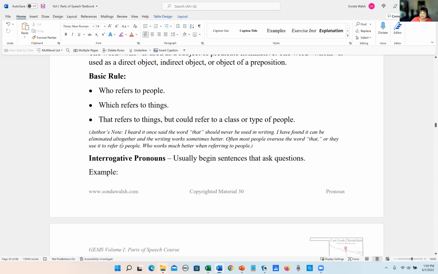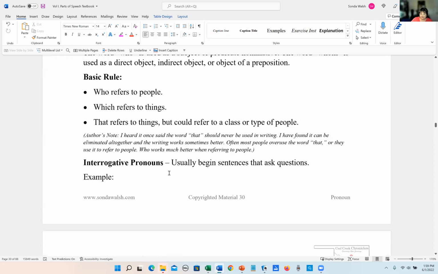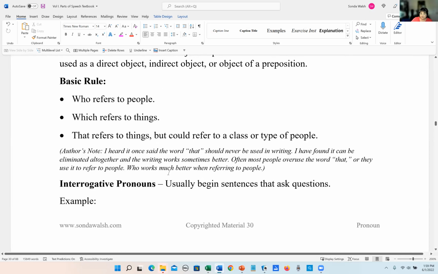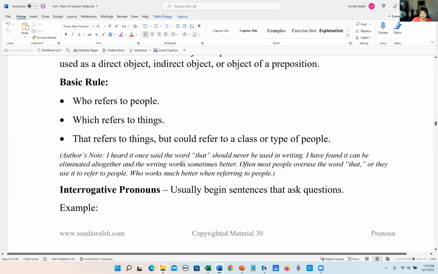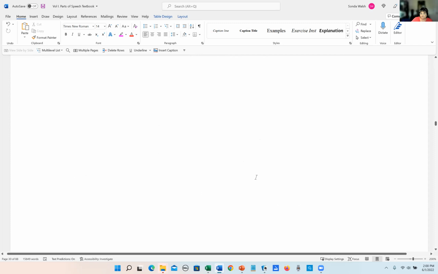All right, here's a little note. I was a professional writer for several years. I wrote proposals for government contractors, and I was always having to correct this. But I heard it once said that the word that should never be used in writing. And I found that it can be eliminated altogether, and it sometimes sounds better. So just something to keep in the back of your mind. If you want to be an excellent writer, try to avoid the word that.